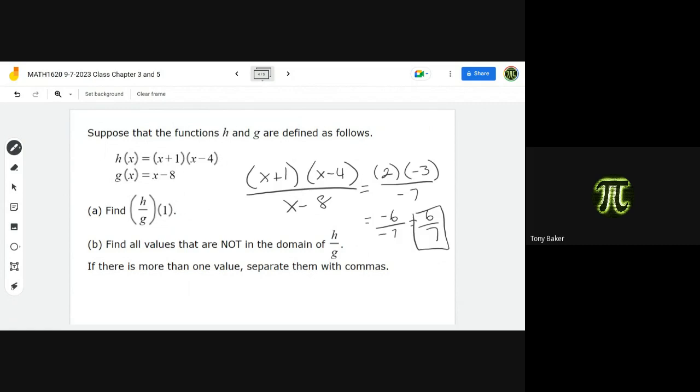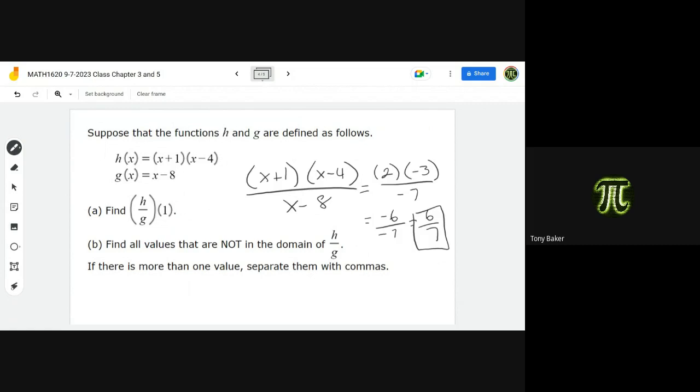The bigger thing that comes into play when we're having the division is we have to find domain, because you can't divide by 0. When you're looking for domain, you actually have to look for the domain of every function that's there. So if something does not work in h of x, for example, it will not work in h divided by g of x.